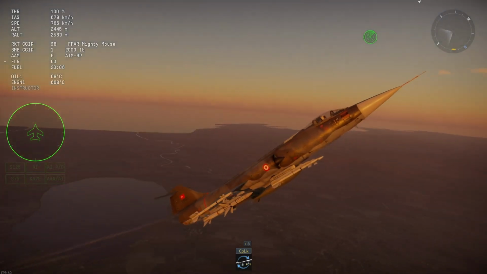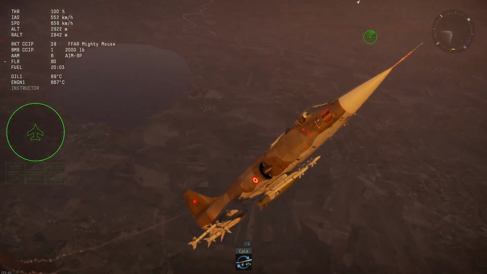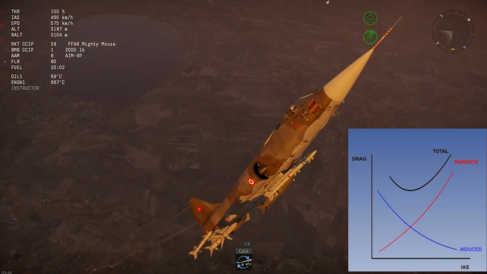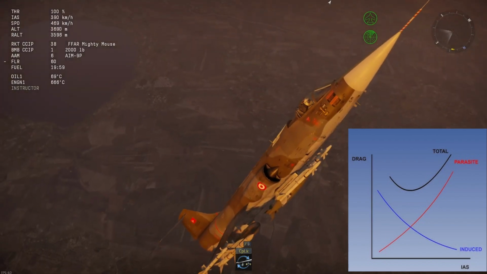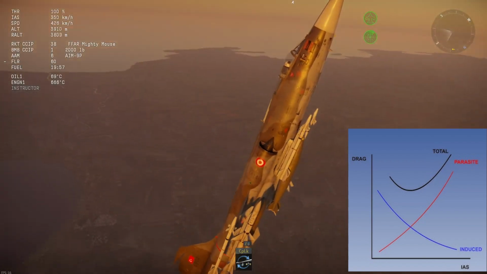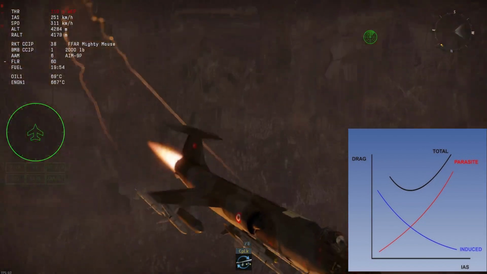Lift-induced drag. As a byproduct of generating lift, vortices form at the wingtips, creating a rearward component to the lift force, which acts as drag. Lift-induced drag is inversely proportional to airspeed and increases at lower speeds when more lift is required.